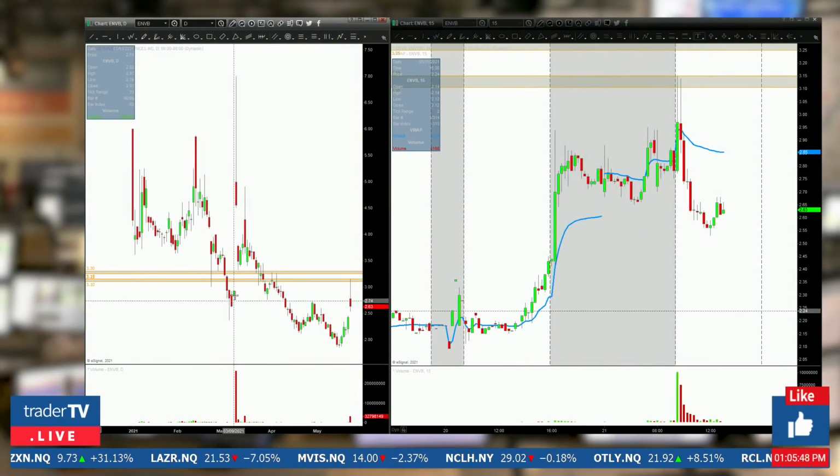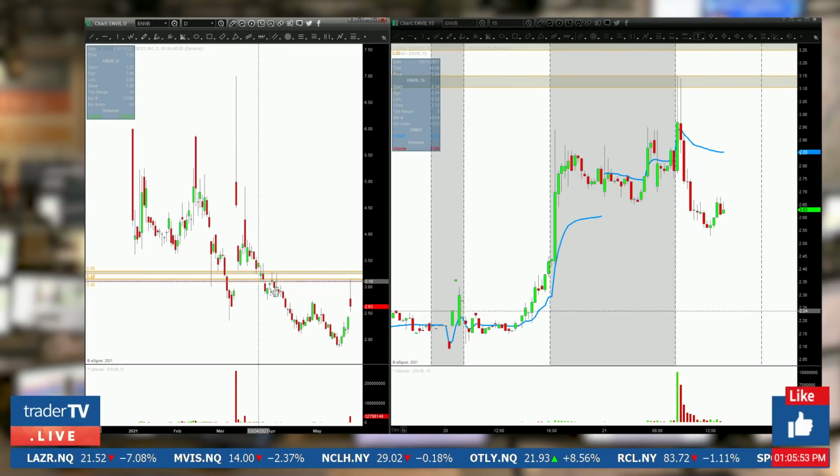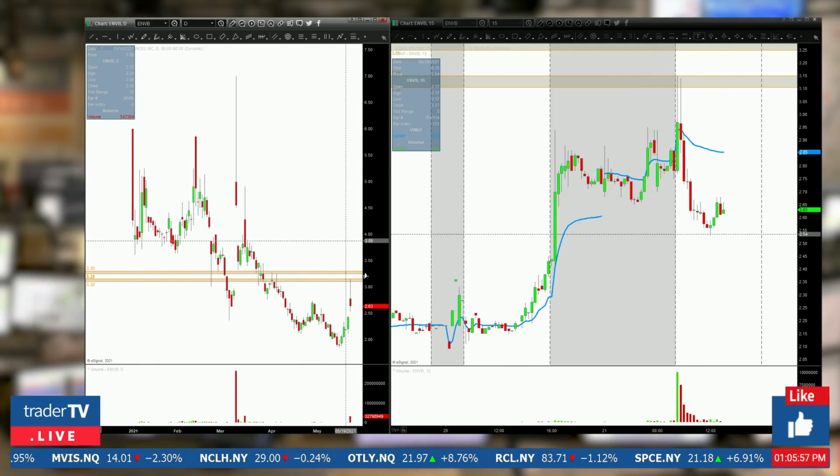I want to give you one more example. And again, this is from today's trading. This is just a little biotech stock, ENVB. I want to point out this area. This is a daily chart on the left. This is the 15-minute on the right.